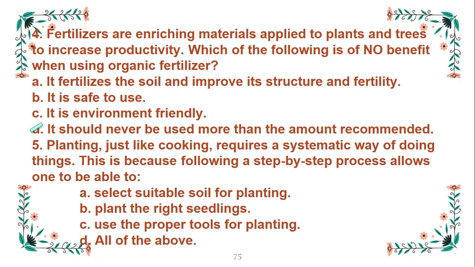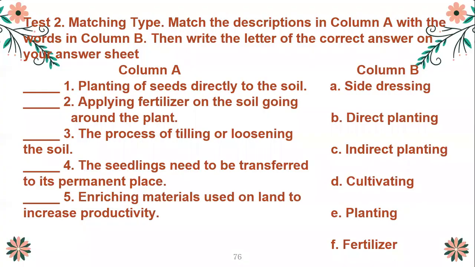5. Planting, just like cooking, requires a systematic way of doing things. This is because following a step-by-step process will allow one to be able to A. Select suitable soil for planting. B. Plant the right seedlings. C. Use the proper tools for planting. Or D. All of the above mentioned. Answer? Definitely all of the above.